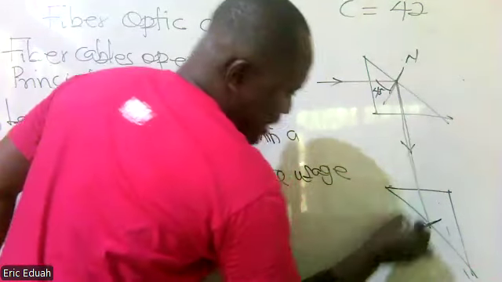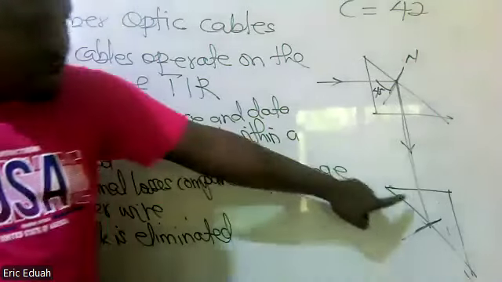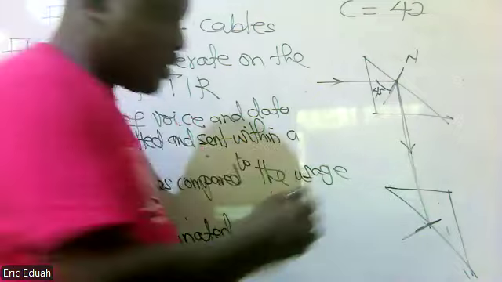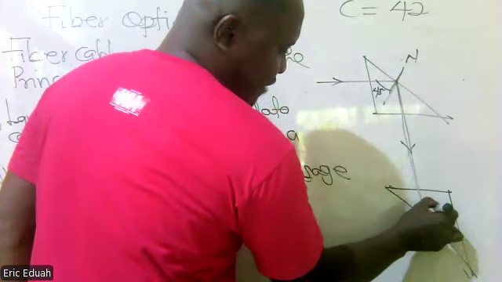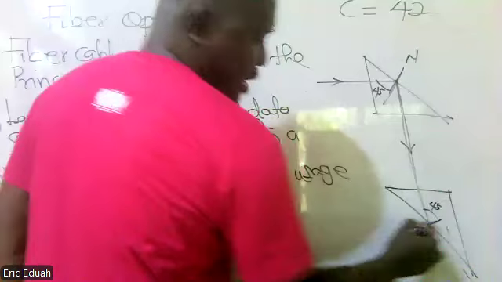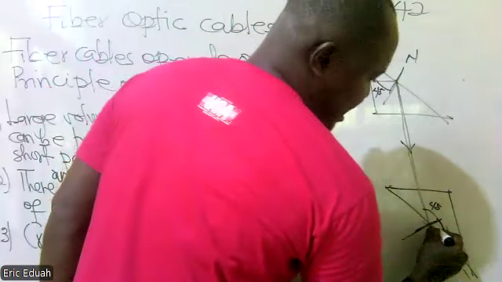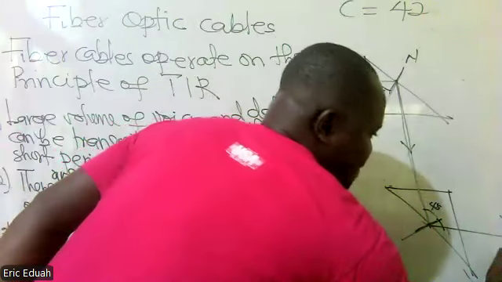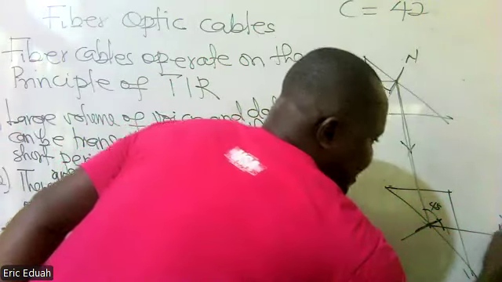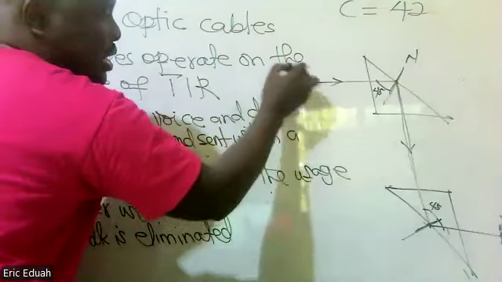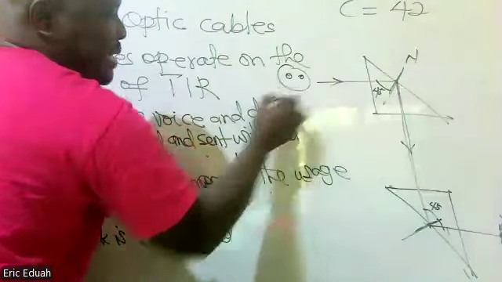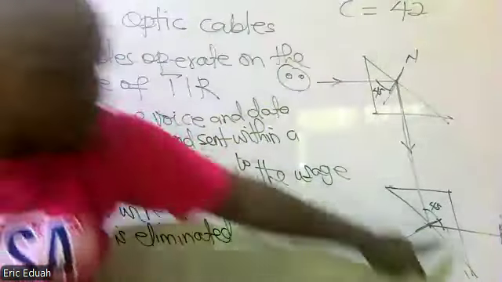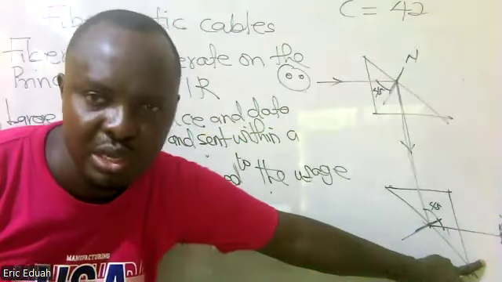Now, the reflected light, which is now incident light to prism 2, is also incident at 45, and it will also be internally reflected at the same angle. So an observer here will be able to see something above him or her whilst watching below.